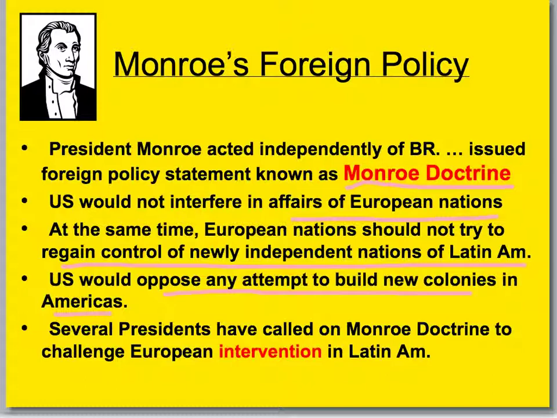Okay. Now, today, obviously, the United States could back this policy up. And several presidents have called on the Monroe Doctrine to challenge European interventions in Latin America. So even today, the Monroe Doctrine states that European countries cannot interfere with countries in the Western Hemisphere, or we will fight you. So that is the Monroe Doctrine. It's basically telling these other countries to stay out of these newly independent countries. Britain loves this because they're going to get rich trading with these new independent countries. All right? Well, there you have it. Make sure you understand the Monroe Doctrine.